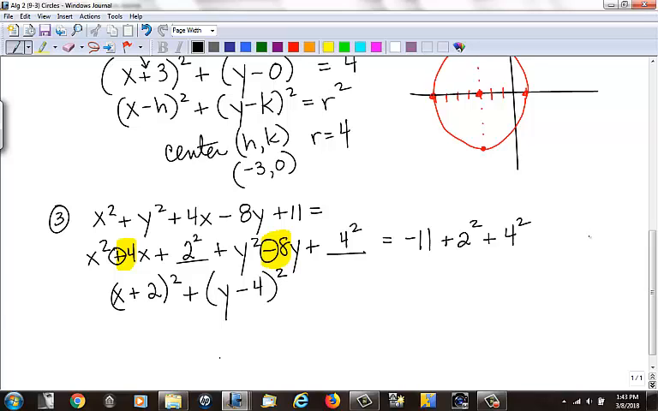And this would be, what, -7. 7 and 16 would be 9, right? So equals 9. So it has to be x minus h quantity squared plus y minus k quantity squared equals r squared. What's that?